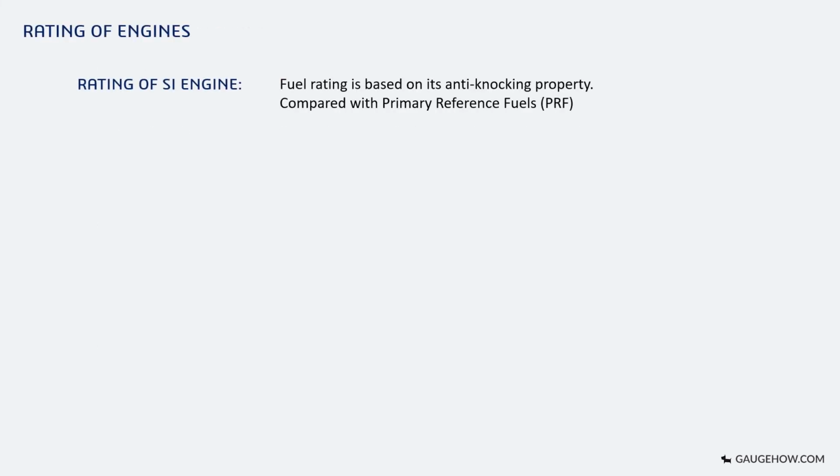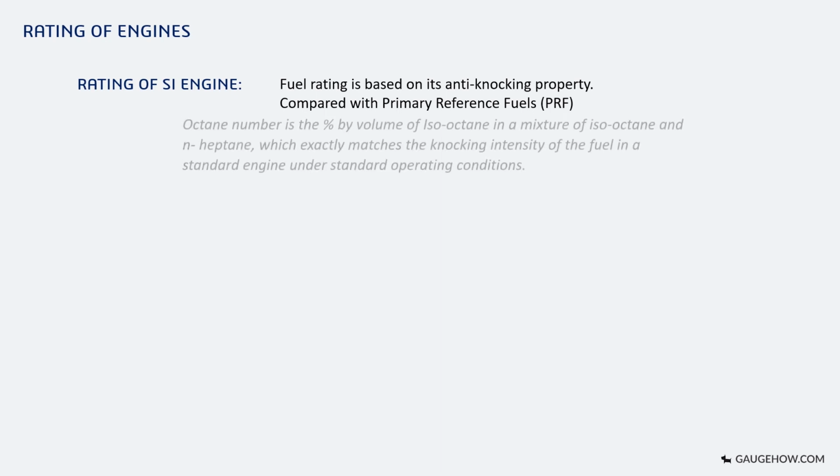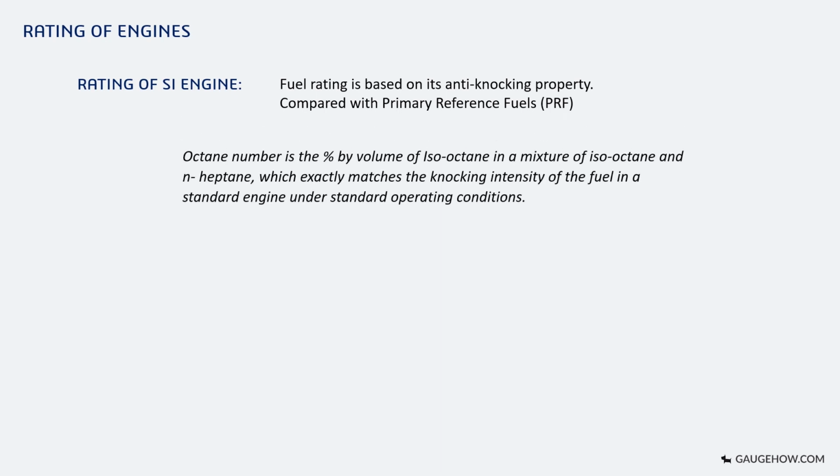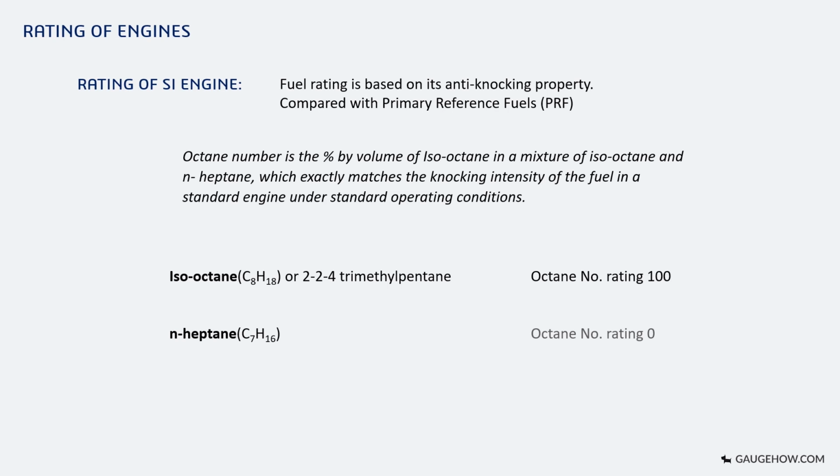Rating of engines. SI engine fuel rating is based on its anti-knocking property. The knock quality is rated by comparing with primary reference fuels or PRF. It is rated through octane number rating. Octane number is the percentage by volume of isooctane in a mixture of isooctane and n-heptane, which exactly matches the knocking intensity of a fuel in a standard engine under standard operating conditions. The first is isooctane or 2,2,4-trimethylpentane with octane number rating 100. And the second is n-heptane with octane number rating 0.